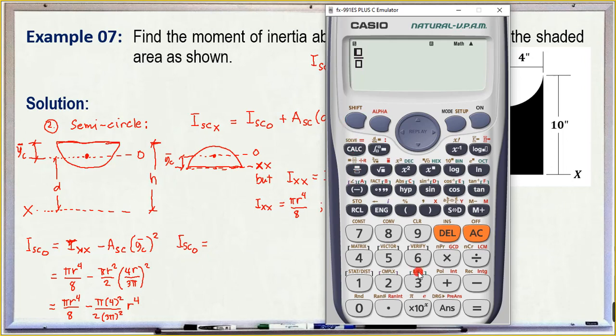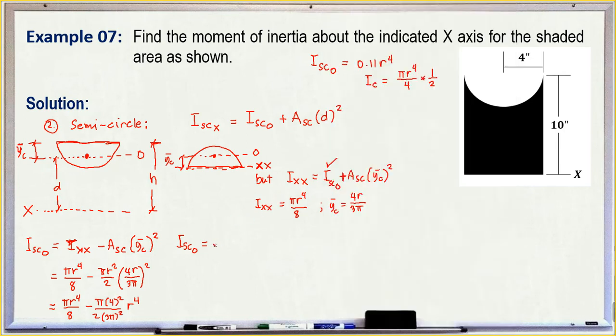We have the first term pi all over 8 minus the second term, which is shift pi times 4 squared all over 2 times 3 shift pi squared. So the result is 0.1097 or approximately 0.11 r to the 4th. So that is the moment of inertia of our semicircle along the centroidal axis.